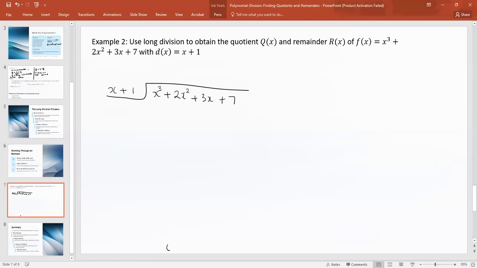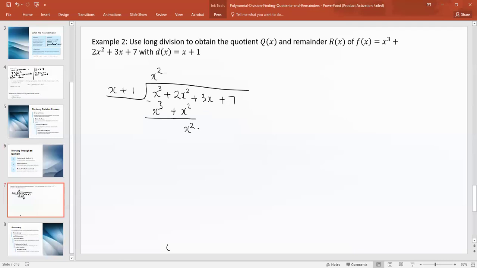Alternatively, you can ask yourself the question, what do you have to multiply x by? By what term do I have to multiply x to obtain x cubed? Definitely, I have to multiply it by x squared. So you multiply x times x squared to obtain x cubed. You multiply x squared times 1 to obtain x squared. You now subtract: x cubed minus x cubed is 0, so you just ignore it. You consider the next term, 2x squared minus x squared. The answer here is x squared.